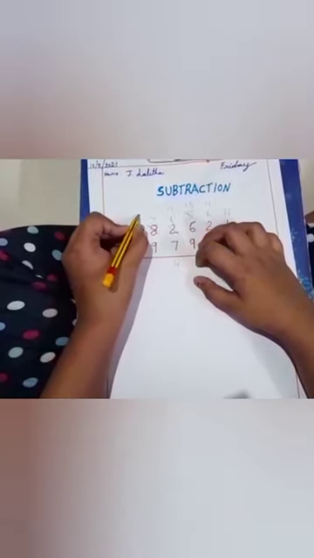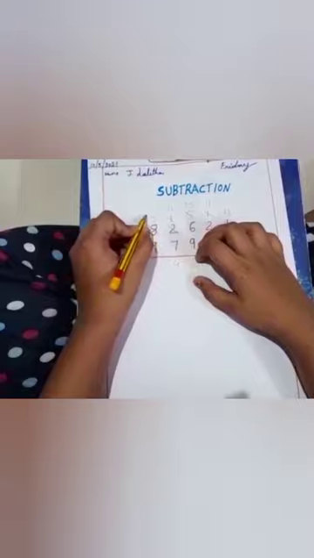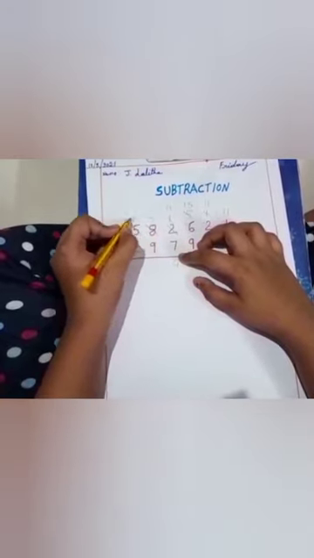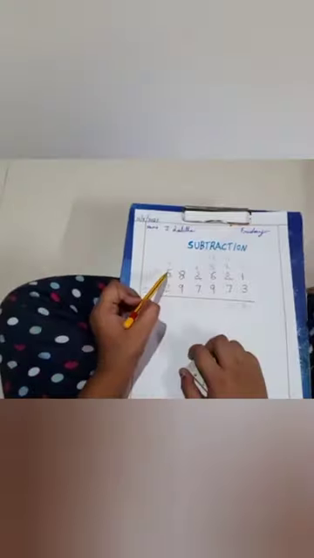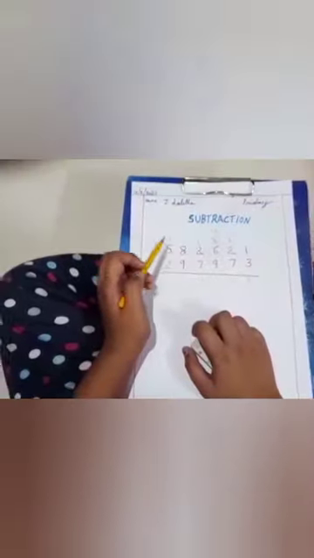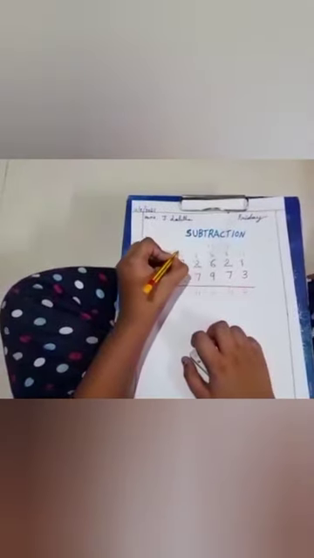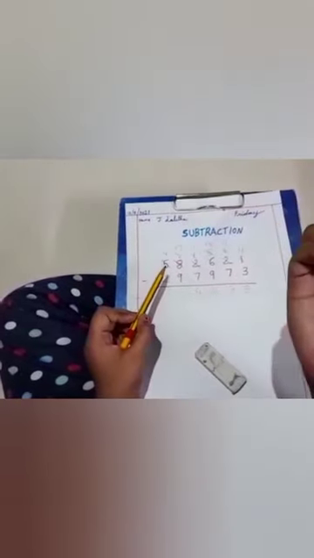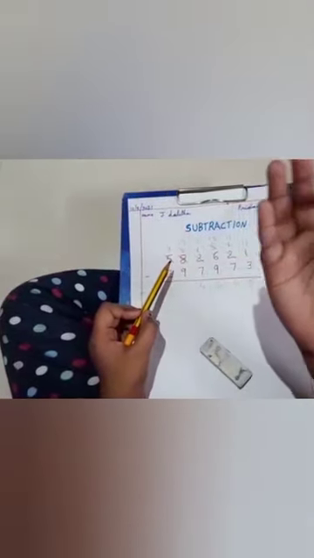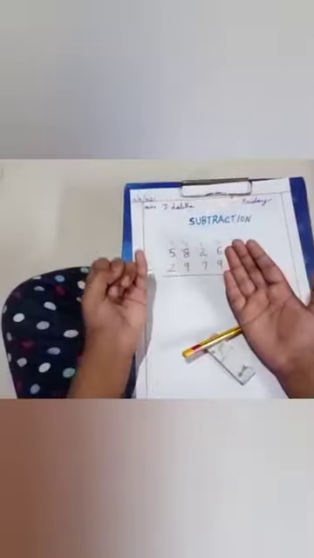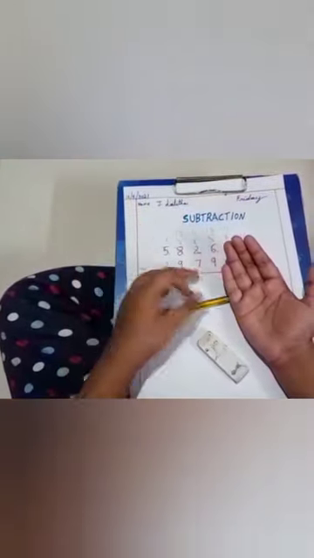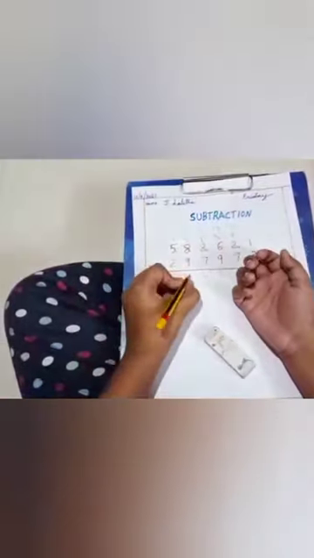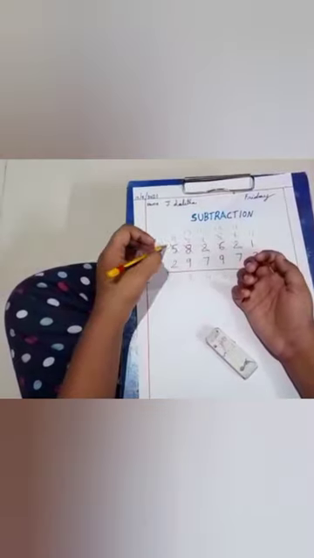And 5 will come 4. 5 became 4 and 7 comes 17. After 9, 10, 11, 12, 13, 14, 15, 16, 17. The answer is 8.